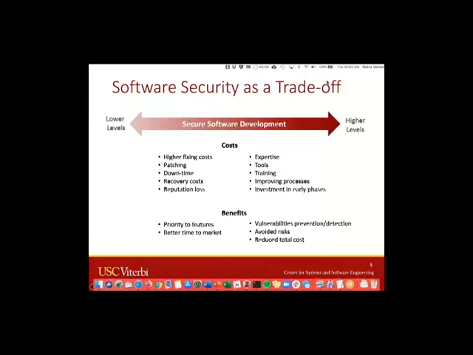But we have benefits. The vulnerabilities are prevented and detected during the software development. We avoid risks, and we can reduce the total cost because after delivery, we will have less costs with patching and fixing bugs and vulnerabilities. But the decision on doing more or less security has to do with the risks and security goals of each application. So how to know the right amount of effort to put into security?